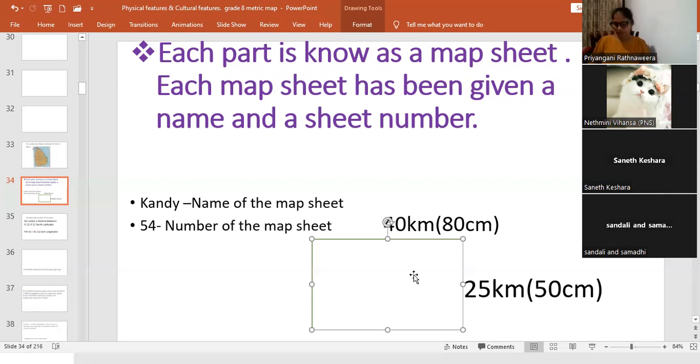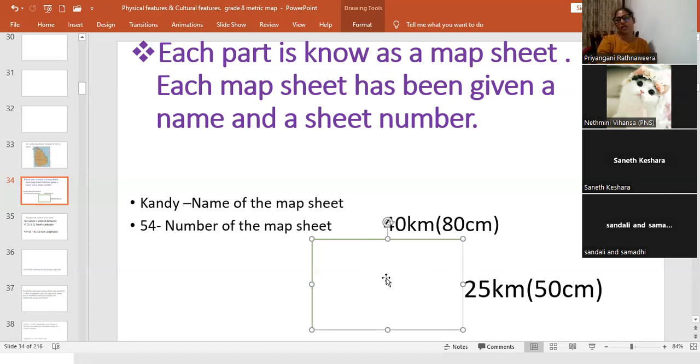Not 40, not 40,000, 400 square centimeter. Here 8 by 4, 40. Here 0, here 0, 400, 4,000. The answer is 4,000 square centimeter.